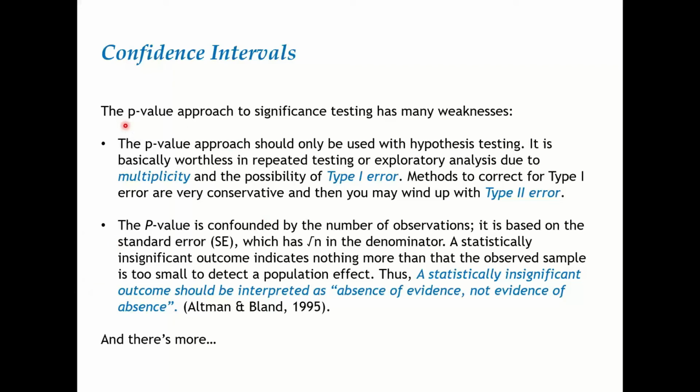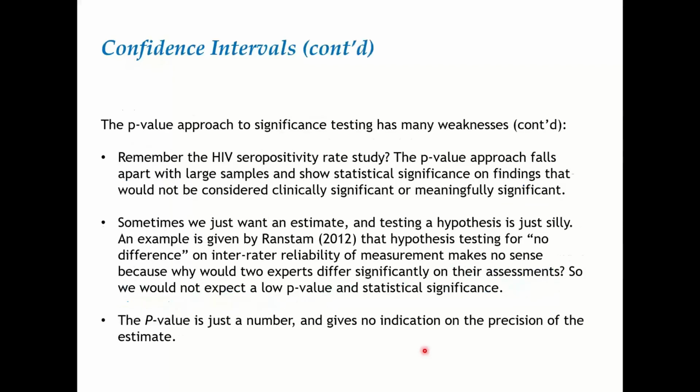What we looked at today are called tests of superiority, where you want something to be better or worse, or usually better. You want them to be different, one thing to be superior to the other. Again, remember that HIV seropositivity rate: the p-value falls apart with those large samples.